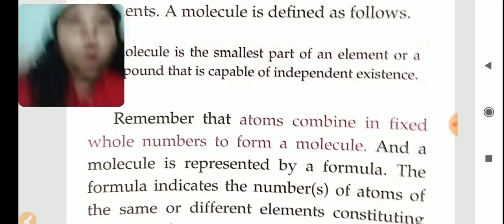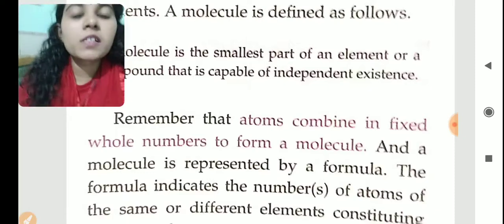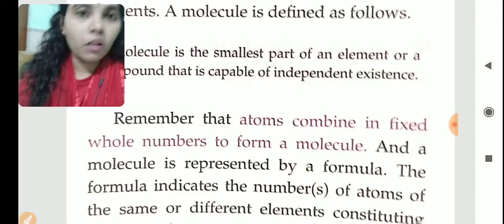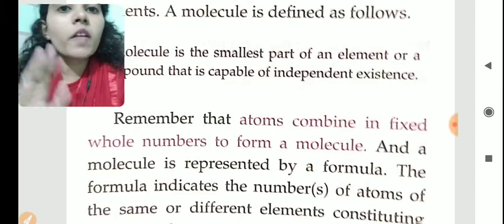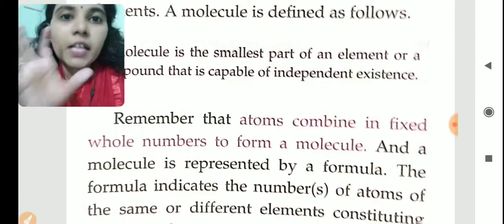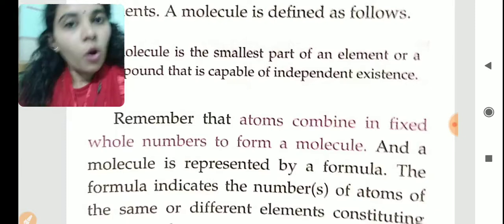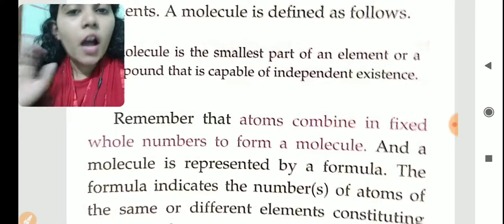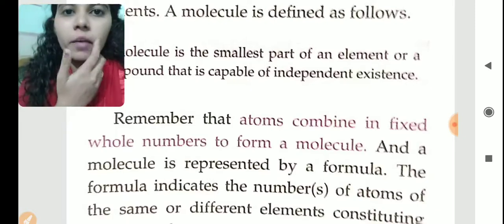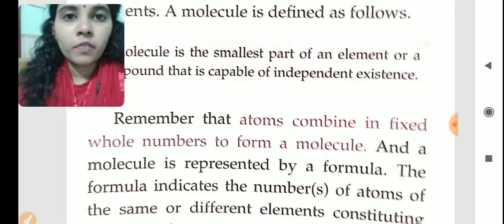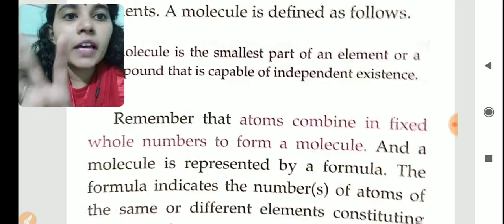Okay. Then remember that atoms combine in a fixed number to form a molecule. The atoms will always combine in a fixed number. For example, oxygen gas is O2; it will not be O3 or O4. Oxygen is always O2 only. It is a fixed number. Oxygen molecule means O2 only. Hydrogen molecule means H2 only. Okay. It will not be H3 or H4 or H5 or H10.